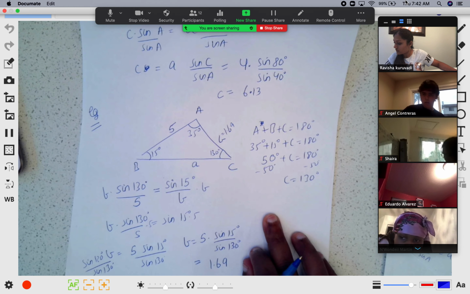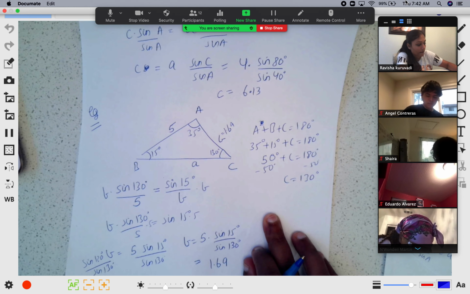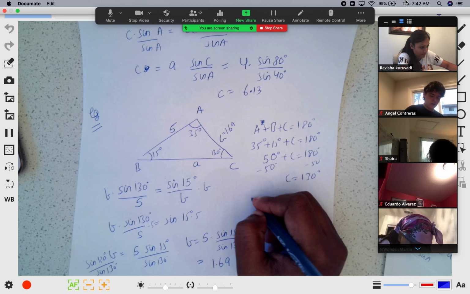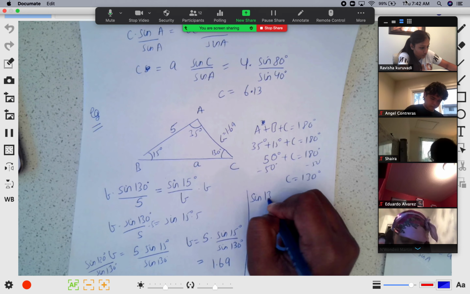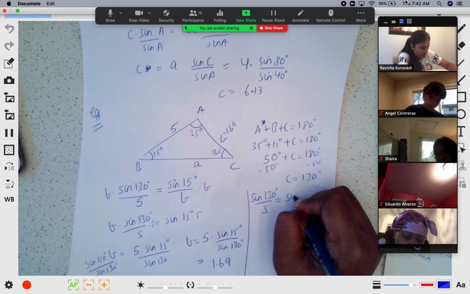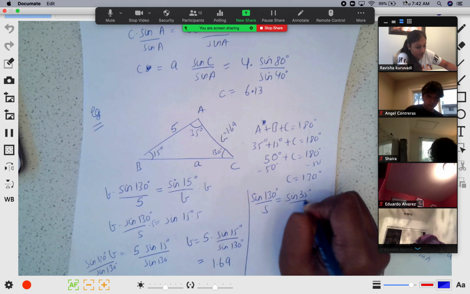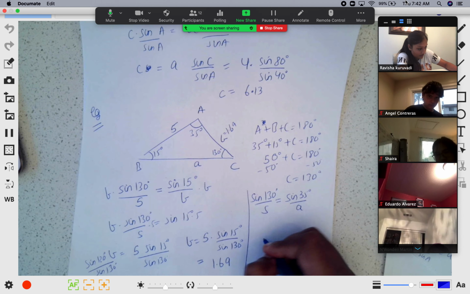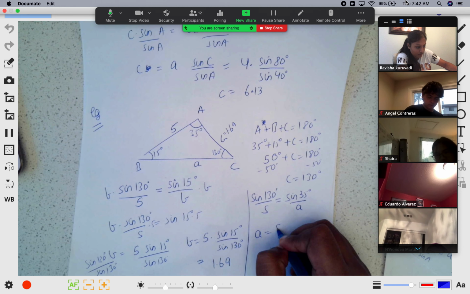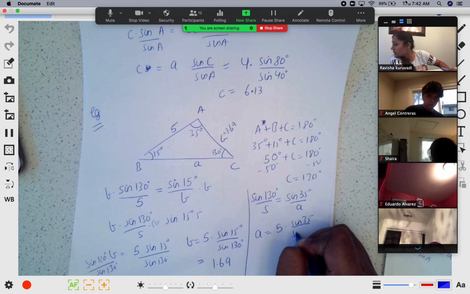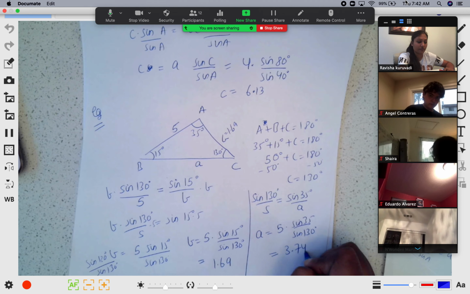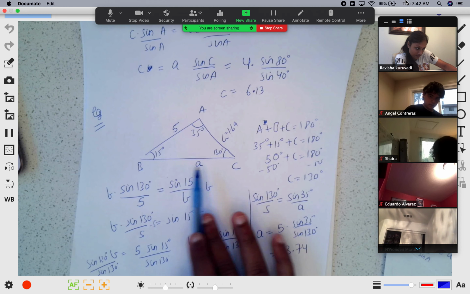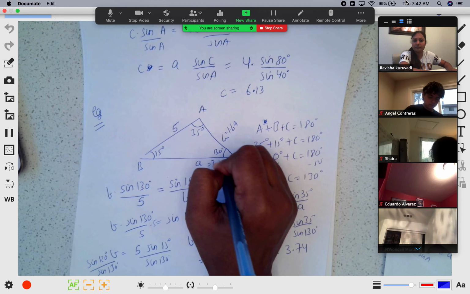And then to find A, we'll do the same thing, except we have sine 35 over A. So sine 130 over 5 is equal to sine 35 over A. When you solve, you get A is equal to 5 sine 35 over sine 130. Use the calculator and tell me what value you got. You would get 3.74. Perfect. So you found your A, you found your B, and you found your C. Good, Christopher.